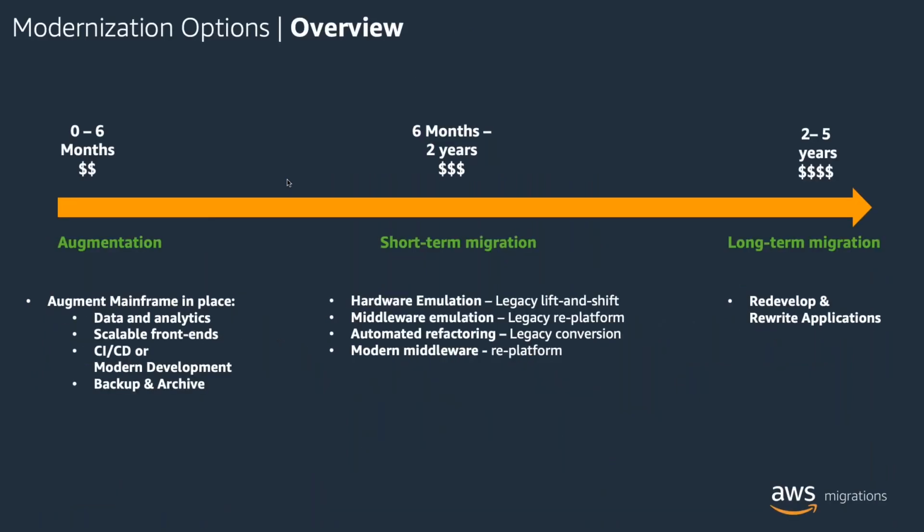So how do we solve for this? Again, this is an overview of what your options are. If you look at really short term, you essentially want to simply augment based on the data and analytics services on the AWS platform. For the short term migration, you're looking at somewhere between 6 months to 2 years. It's going to cost you a little more. And for long-term migrations, you're looking to redevelop and rewrite the applications, which would be a multi-year engagement. But eventually, you will be moving into the cloud in a more native way.